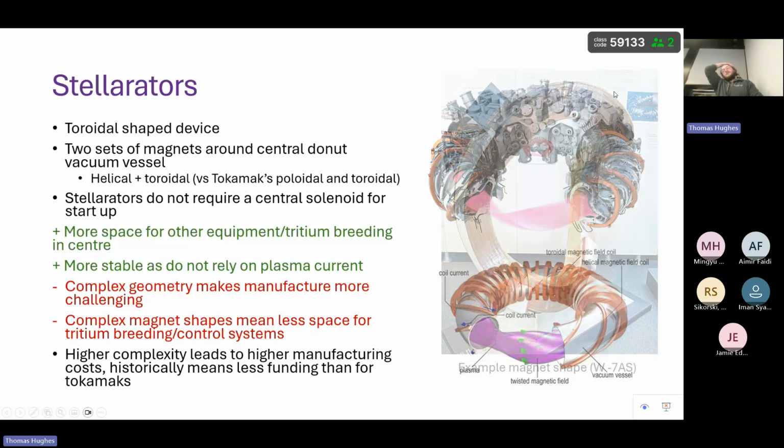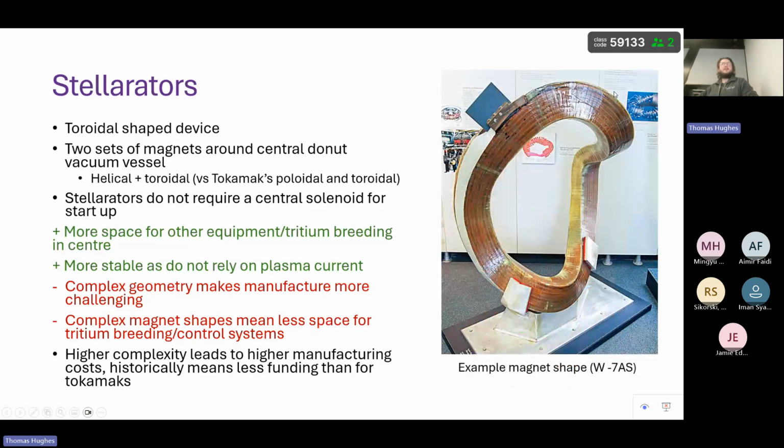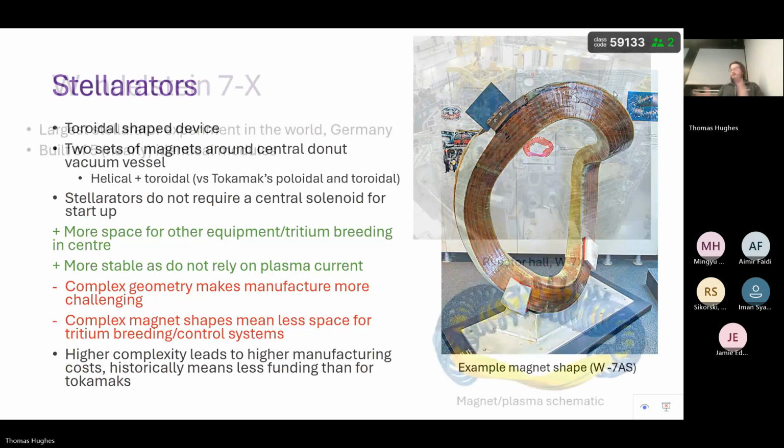So here's an example of a magnet shape from a previous iteration of Wendelstein. So you can see it's quite funky. So we'll carry on with Wendelstein.